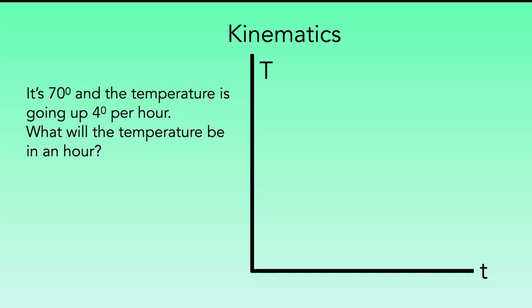Okay, so I'm going to start talking about kinematics, and to do that, I'm just going to do a little analogy right now. It's 70 degrees, and the temperature is going up at 4 degrees per hour. What will the temperature be in an hour? Well, that's pretty easy. If it's going up 4 degrees every hour, then it's going to be 70 plus 4 times 1, 74 degrees, okay?